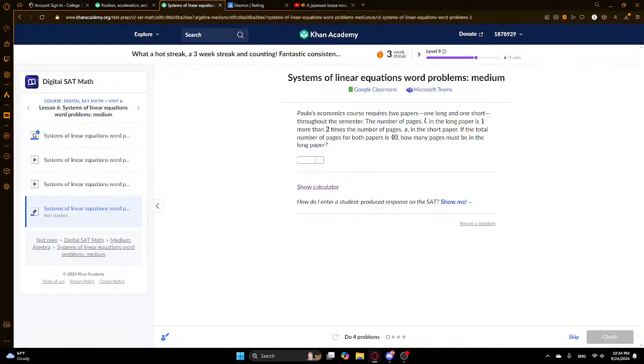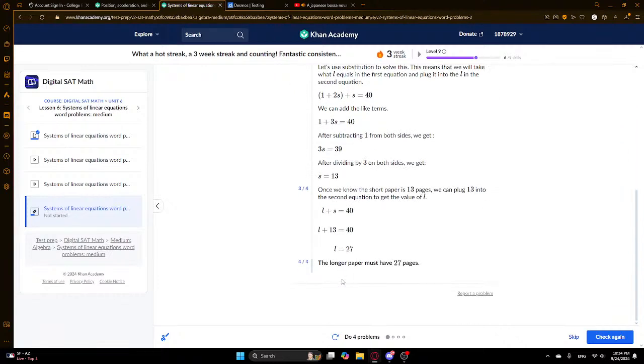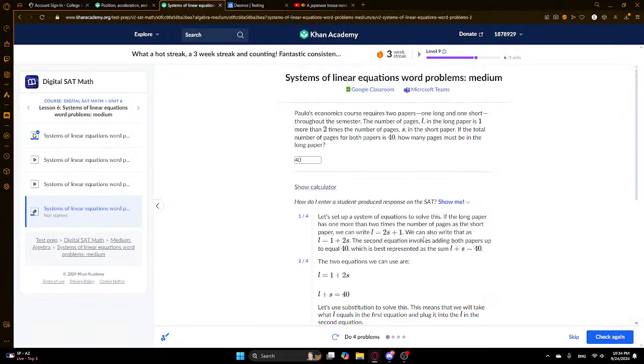Pages L. One win. And it's just both 40? That's the first one. But then it's like 8, isn't it? Paper is 1 more than 2 times as short.